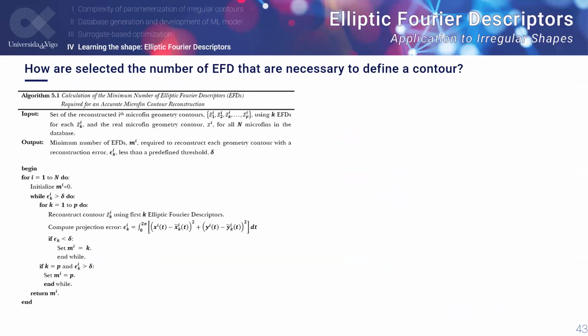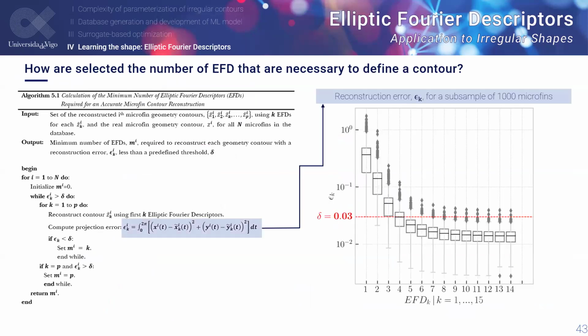So now that we had this idea, the next question was, okay, we know that this could be an option to parameterize a geometry, but how much information, or how many Fourier descriptors, do we need to correctly define a geometry? In order to do that, the first thing that we did was measure the reconstruction error. Using from 1 up to, in this case, 14 or 15 Fourier descriptors, we reconstructed the contour and measured the reconstruction error of the contour. And you can see that you hit a plateau.